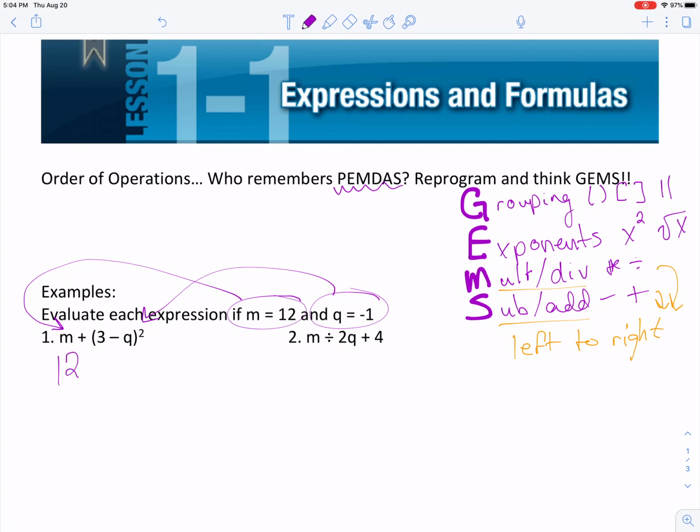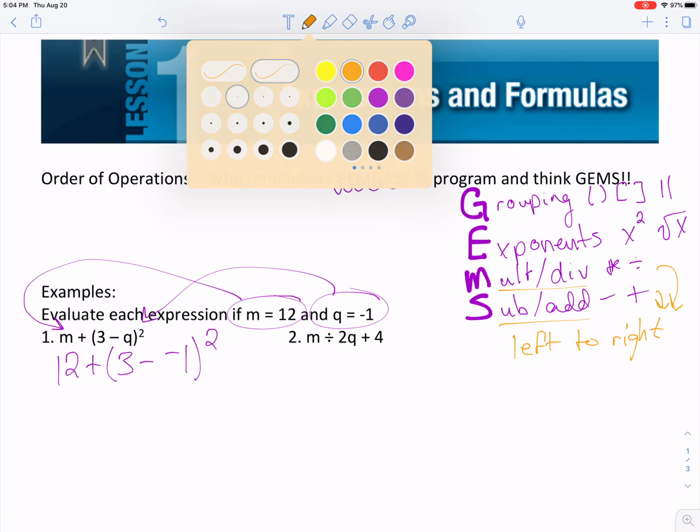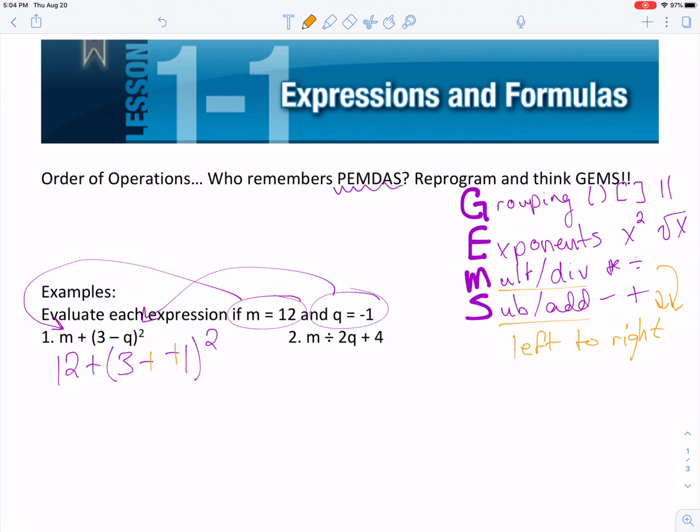So 12 plus parentheses 3 minus -1 squared. And of course I recognize I have a double negative, so I'll just go ahead and write that in real quick. And then I like to start with G, grouping. Do I see any groupings? Any parentheses, brackets, absolute value bars? Yes, I see 3 plus 1, which is 4. Any more groupings or anything else I can do with those parentheses? Then go on to the next one, exponents. Are there any exponents? Yes, 4 squared is 16.